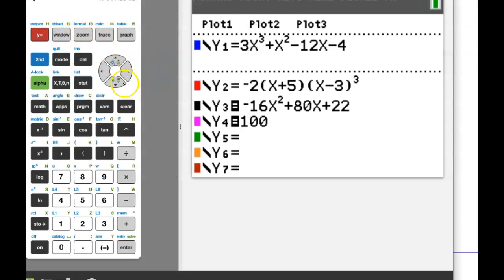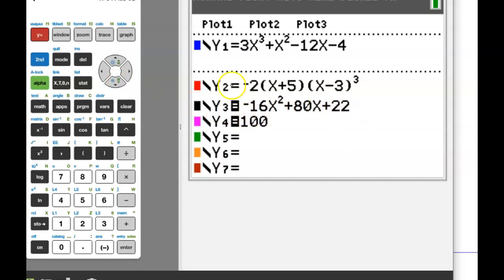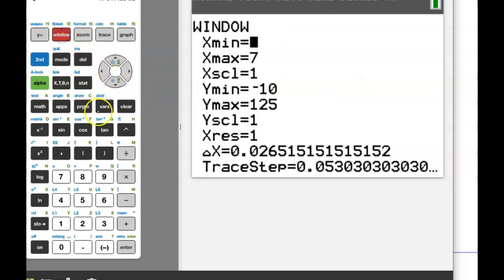So I think I have it down here at number 3. Does that look right, guys? Negative 16x squared plus 80x plus 22. Okay. Now, it says later, when is it above 100? So I already plugged that in there. But you must have an appropriate window for this question, it says.